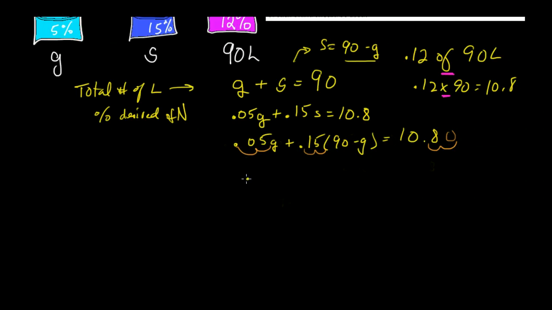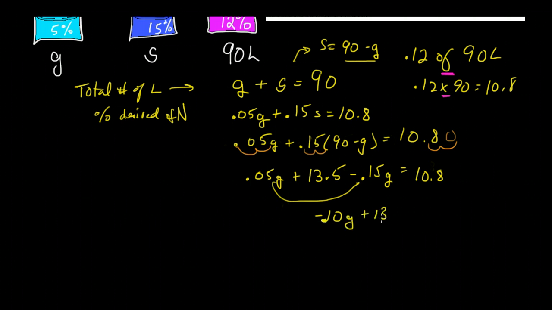So we have 0.05 of G plus, what's 15% of 90? That's, I think, 13.5 minus 0.15 G, and that's equal to 10.8. All right, let's combine like terms on this side. If I've got a nickel, but I owe you 15 cents, that means I still owe you 10 cents, doesn't it? Plus 13.5, and that's equal to 10.8.